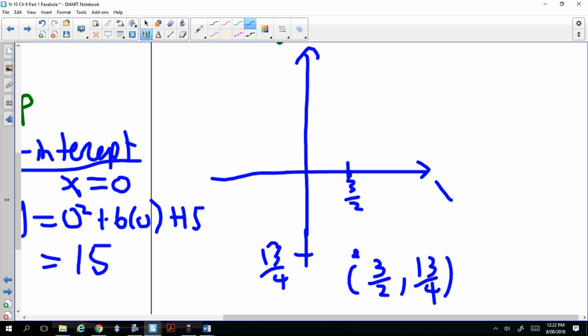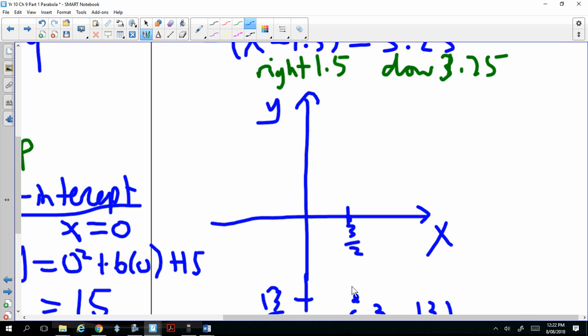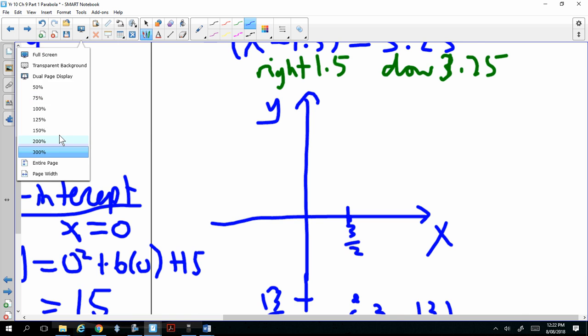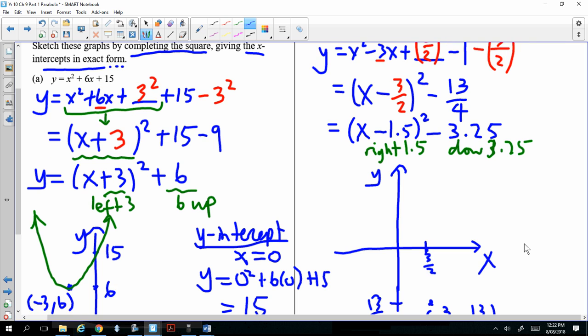And then what we need to do is find both the x and y intercept. Let's find the x and y intercept, starting with the y-intercept, which is much easier to find. x equal to 0. y equals 0 minus 3 minus 1. Y-intercept is -1. Okay, so somewhere here. Okay, -1. And then what we need to find is the x-intercept.